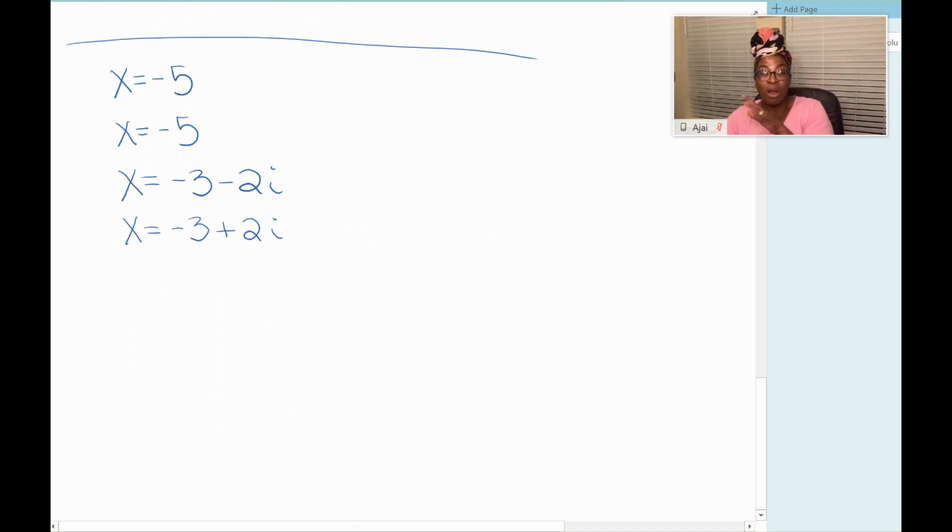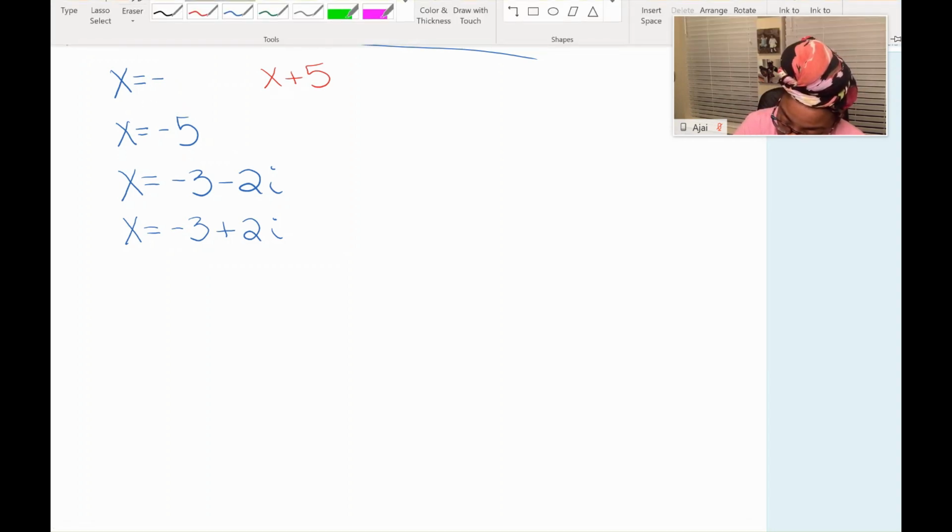So let's write our factors, right? Okay, so first of all, for the first one, let me change color. Okay, for the first one, I got to add 5. So that's going to be x plus 5. And since the next one is the exact same number, it should be the exact same polynomial.